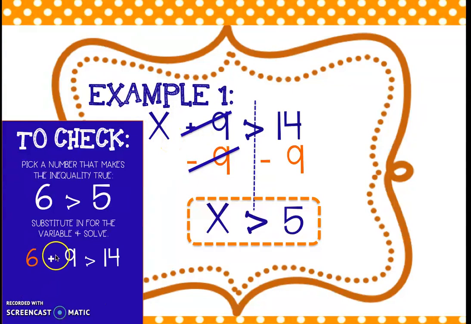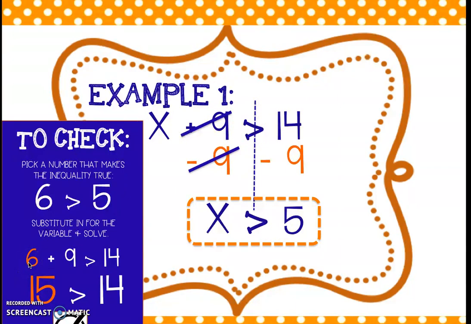So I have 6 plus 9, and I want to see, does that give me a solution that is greater than 14? Okay, 6 plus 9 is 15, which is greater than 14. So since 15 is greater than 14, I know that my solution set is true. I know that the inequality x greater than 5 is the correct solution set for this problem.